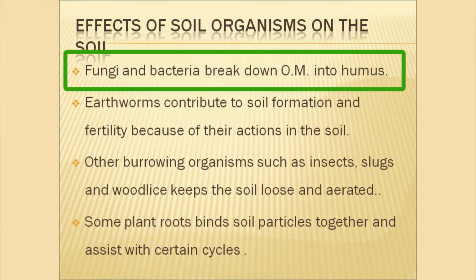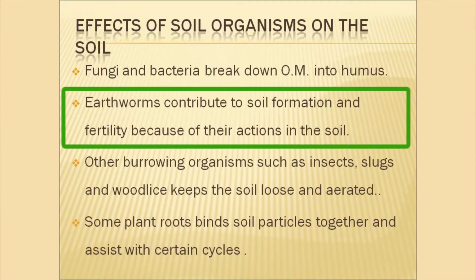Fungi and bacteria break down organic matter into humus, and these are the actions of these plants, fungi and the bacteria. Earthworms contribute to soil formation and fertility because of their actions in the soil. They also burrow down into the soil, creating little drains or channels, and this adds aeration and allows root penetration for some plants, and it also adds air to the soil by the air pockets that are built there.